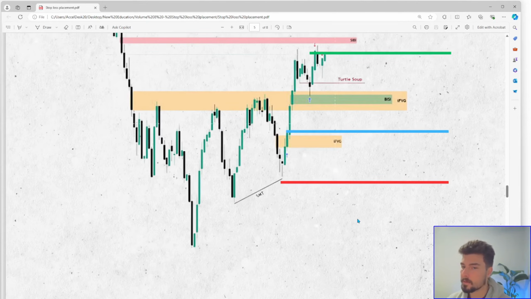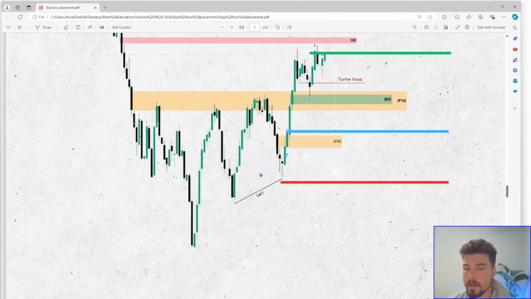Now, I've entered from an inversion fair value gap because that's what's offered to me. So I'm going to enter from whatever PD array is offered to me. It could be a return to a bullish gap, for example. It could be an inversion fair value gap. It could be an order block, a BPR. It could be a turtle soup. It honestly just depends what is offered and what my narrative is for that particular session over the next hour or so.